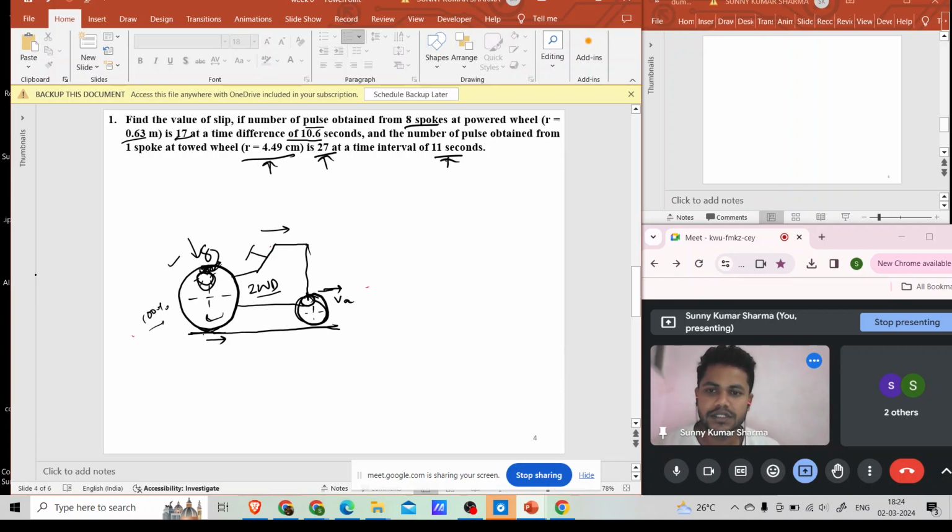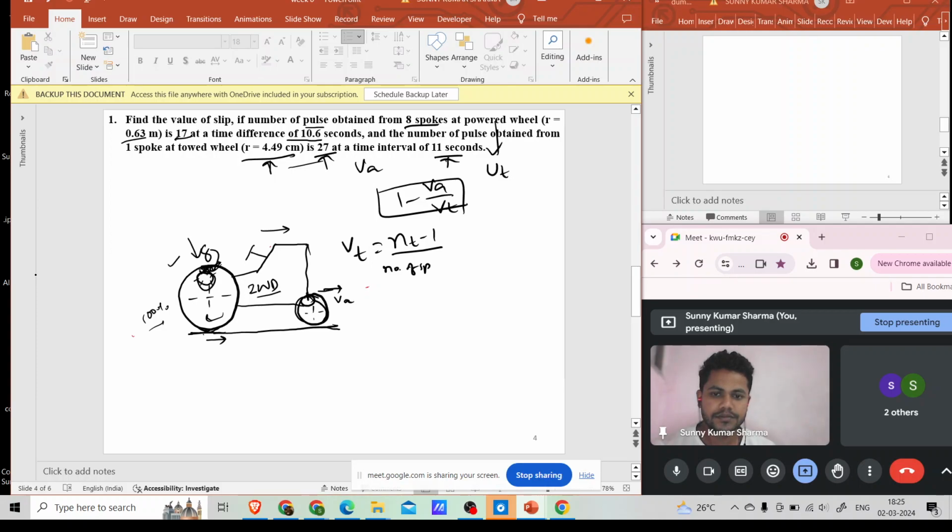And the rolling radius of the tire is 4.49. So from here you will get the actual velocity, and from there you will calculate the slip. You will do 1 minus Va by Vt, then you will get the same. So you calculate the theoretical velocity with the same formula: number of pulses minus 1, divided by number of spokes, into the time interval, into 2 pi r.